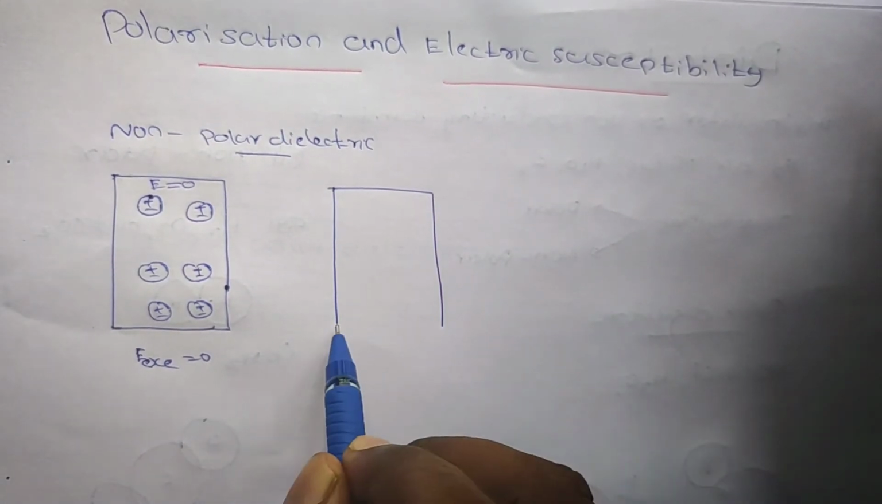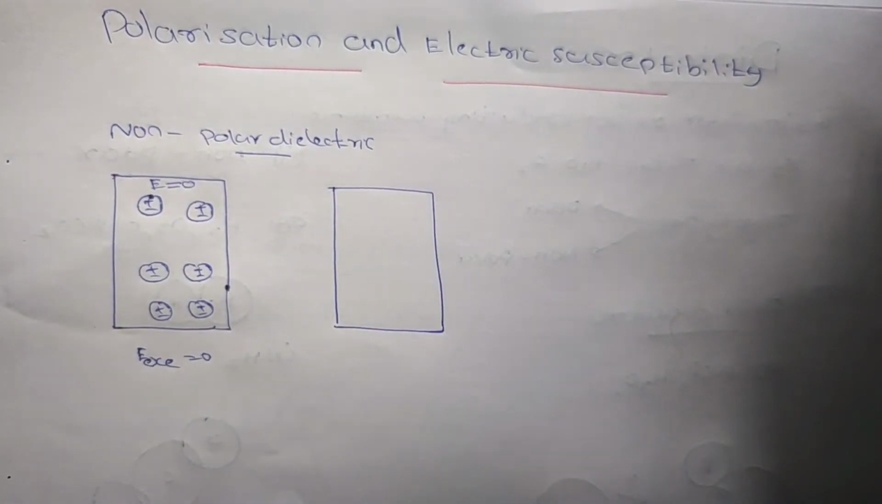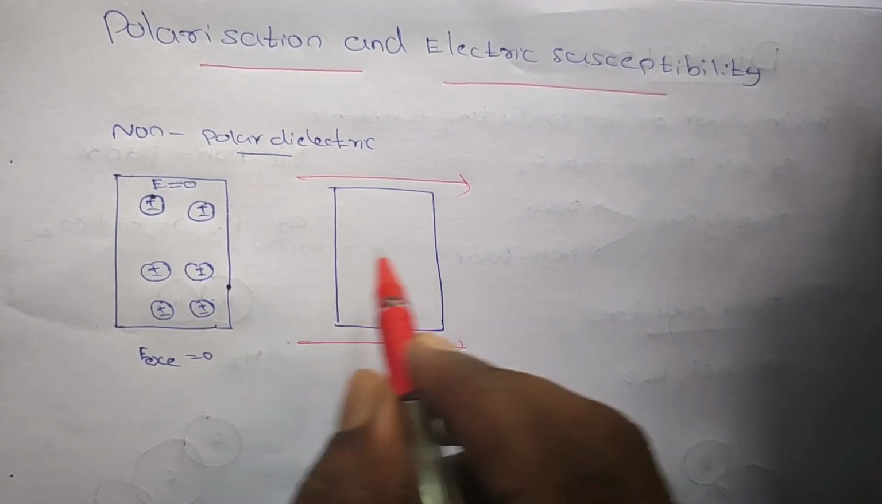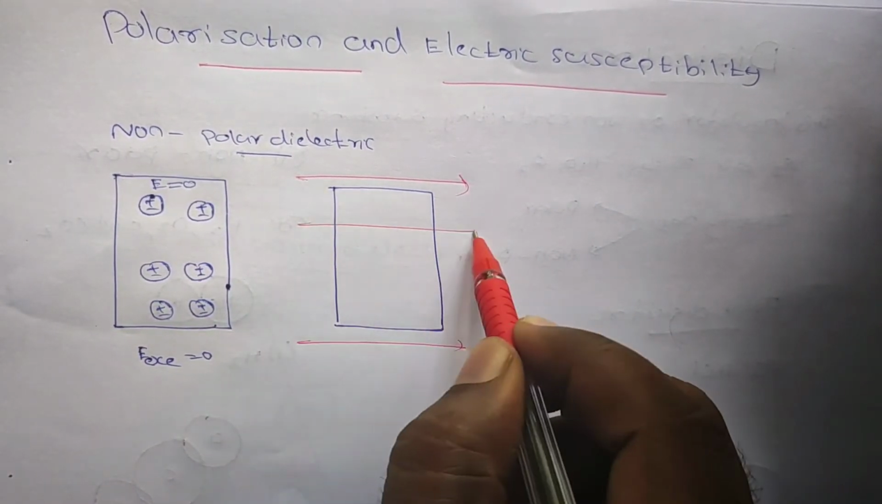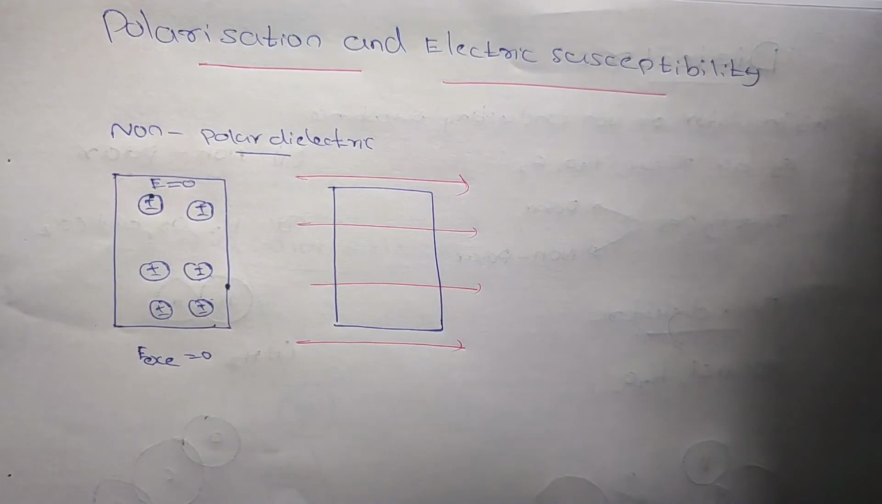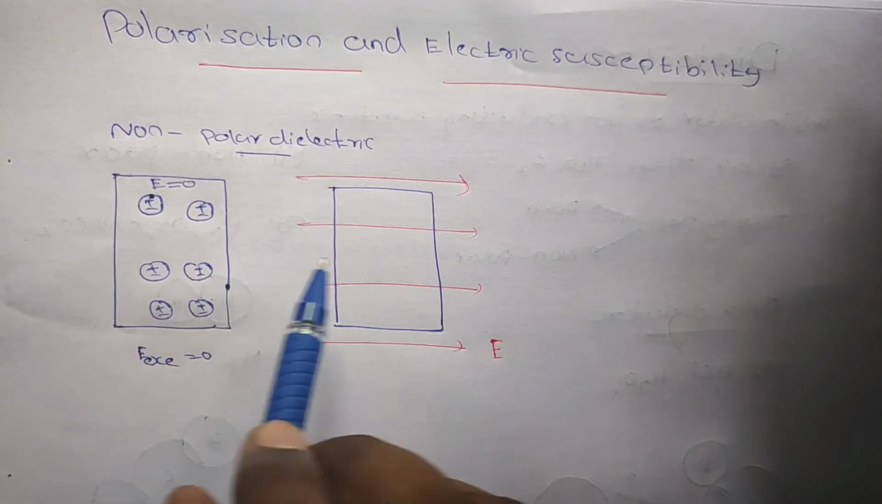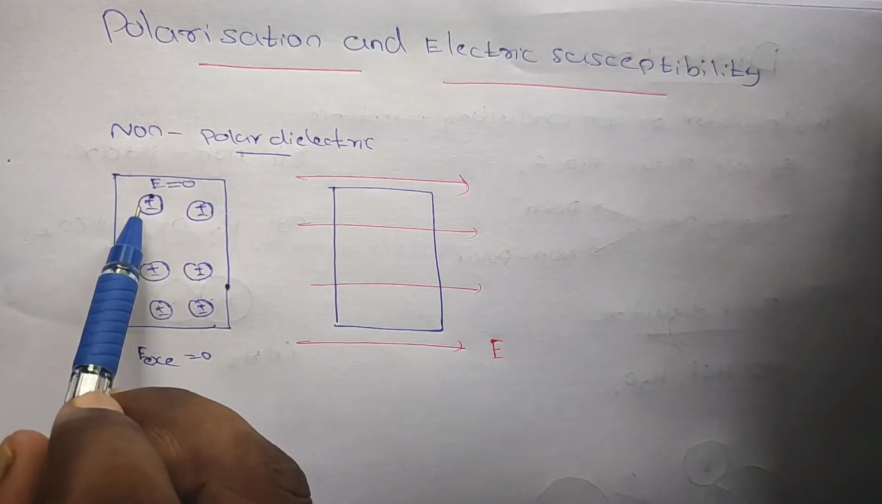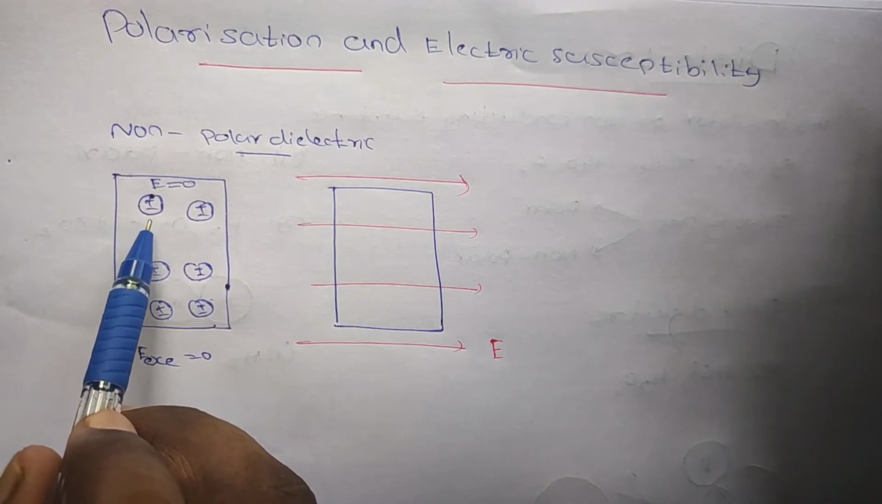In that external electric field, if this non-polar dielectric material is kept, what will happen? There is an external electric field. This electric field will pass through the dielectric. Does somebody have some doubt? The electric field only passes through a conductor? Not like that. The electric field will pass through the dielectric. So here, in the absence of an external electric field, positive and negative centers coincide.